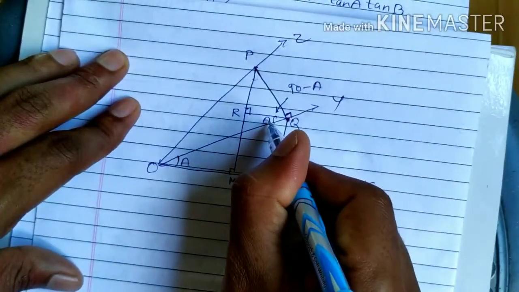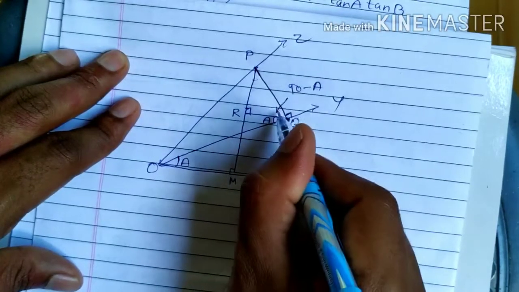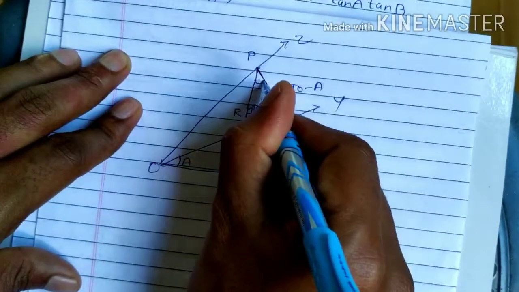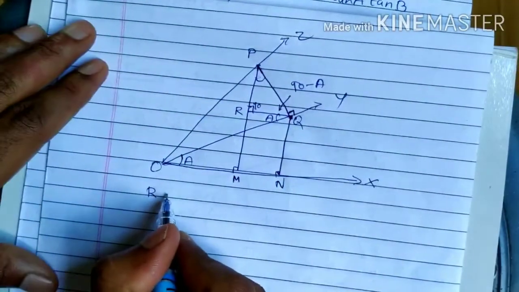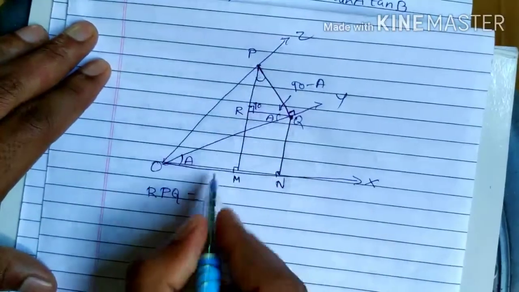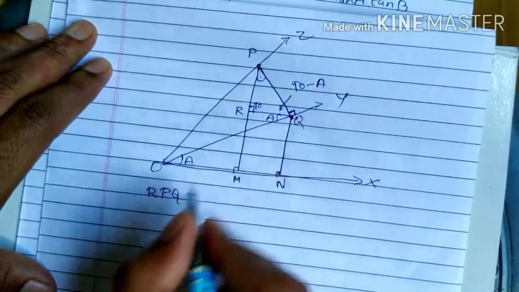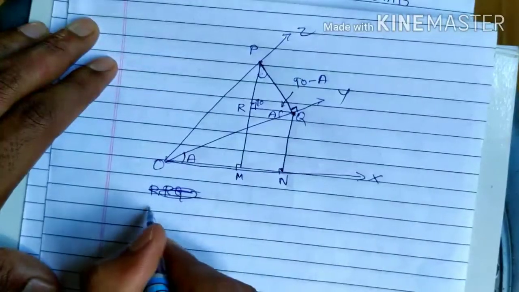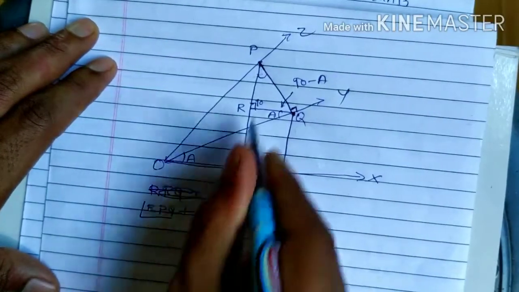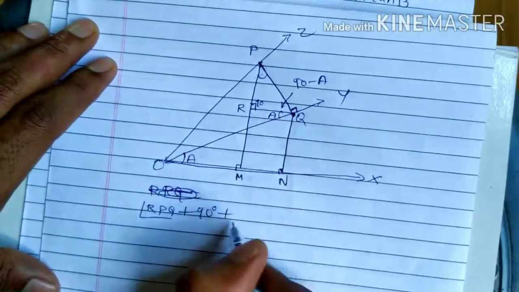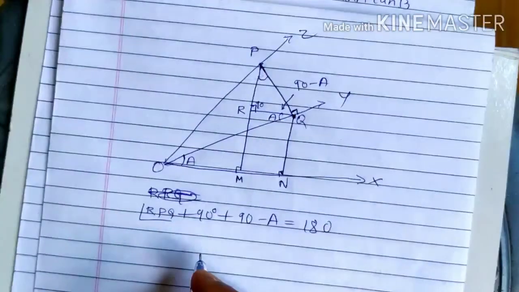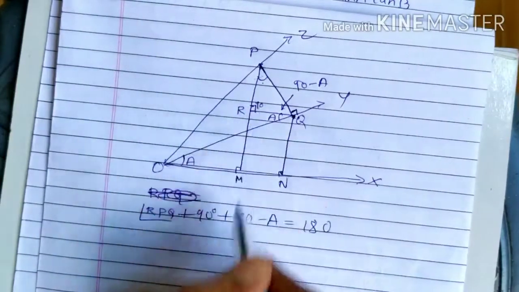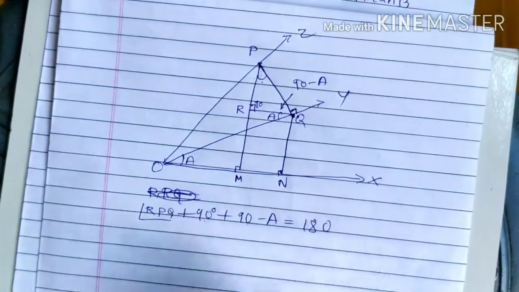So we have to subtract this angle, that's all. If this is 30, then this is 90 minus 30, that is 60. This is 90 minus A, and here this is 90, and we have to find this one. Let me consider the sum of the three angles: angle RPQ plus 90 degrees plus this angle 90 minus A is equal to 180 degrees, because the sum of the three angles, first angle, second angle and third angle, is equal to 180.